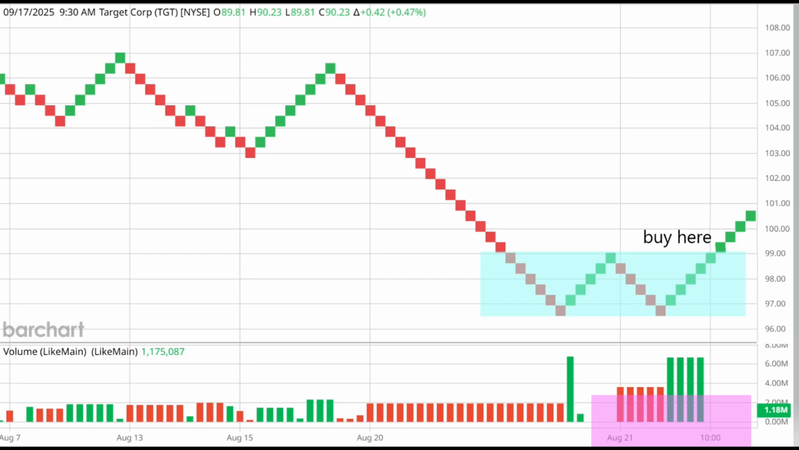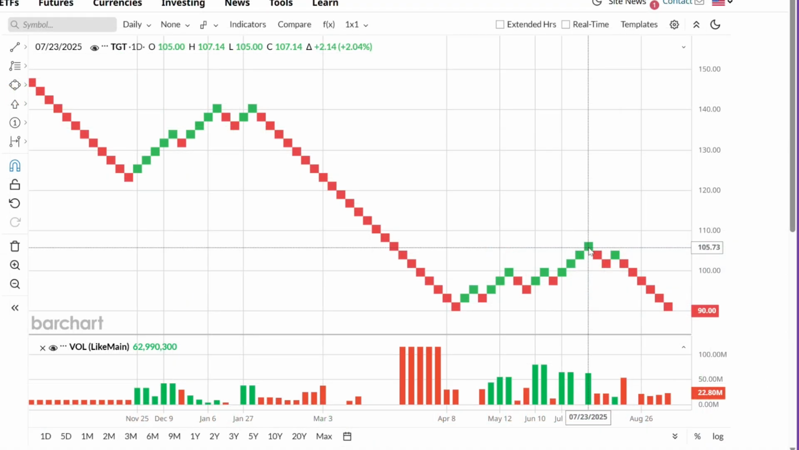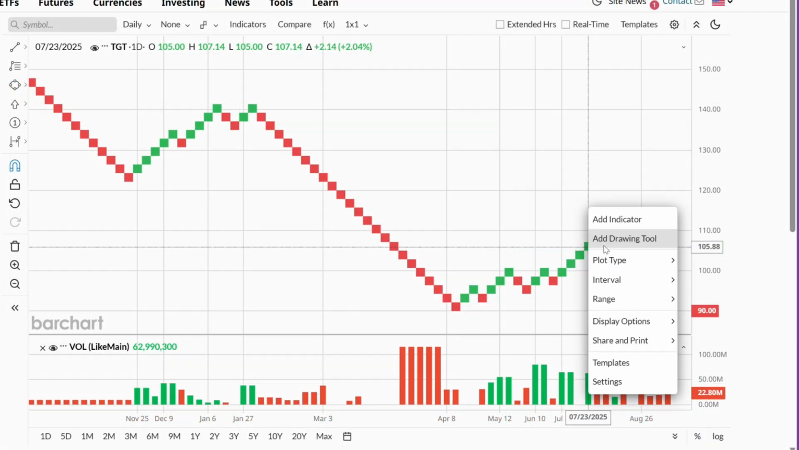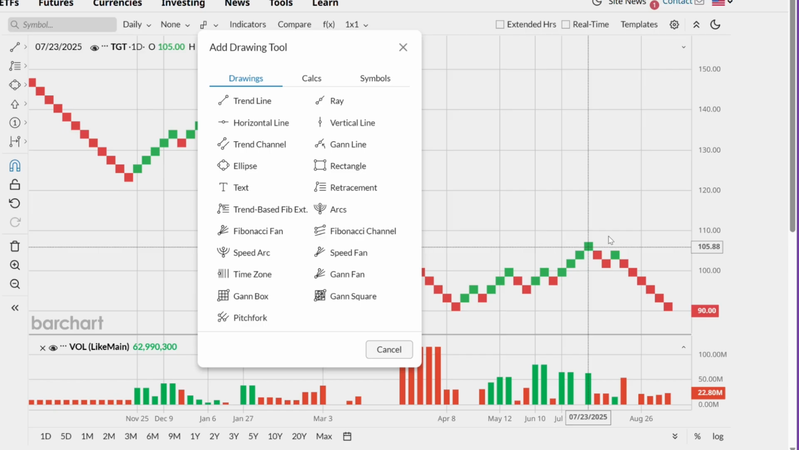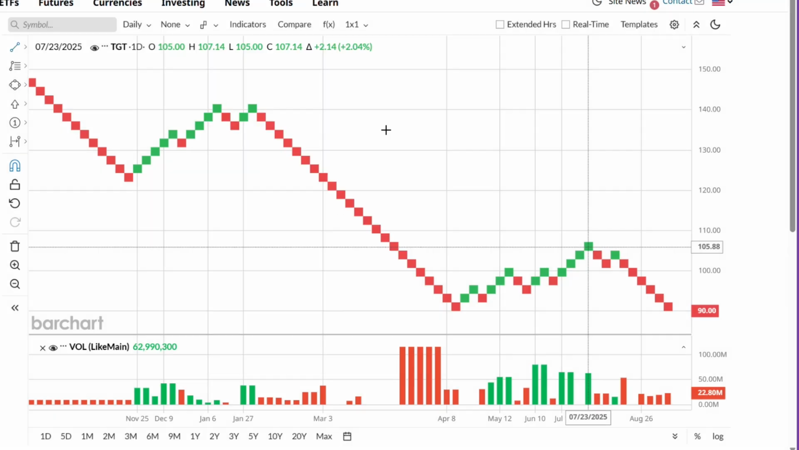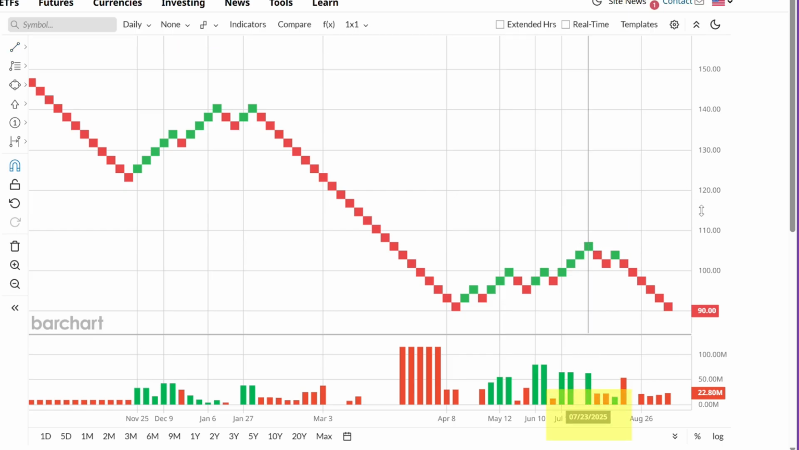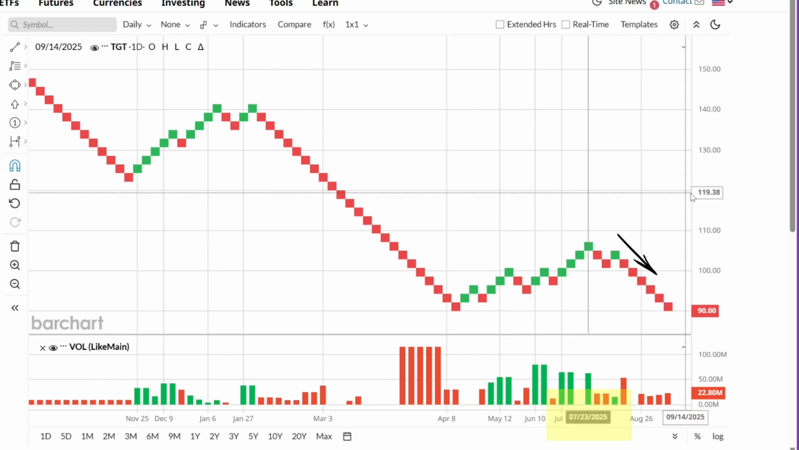But now let's step back and check the daily Renko chart. On that same date, August 21st, it's actually just part of a continuation of the downtrend that began on July 23rd. In other words, what looked like a bullish reversal on the short time frame was actually just a pause in a bigger downtrend.